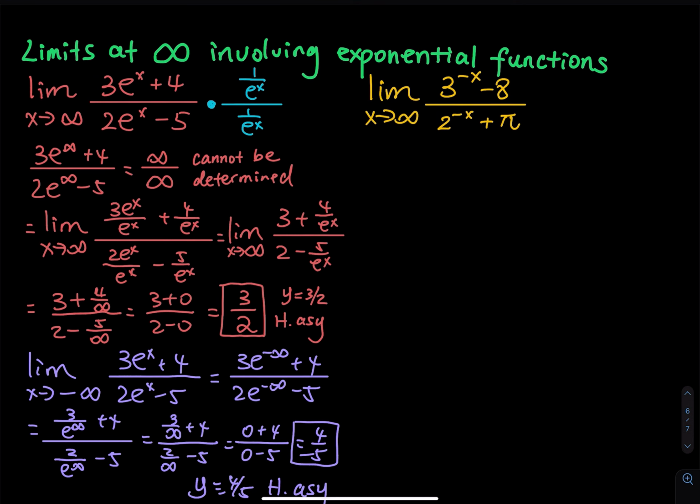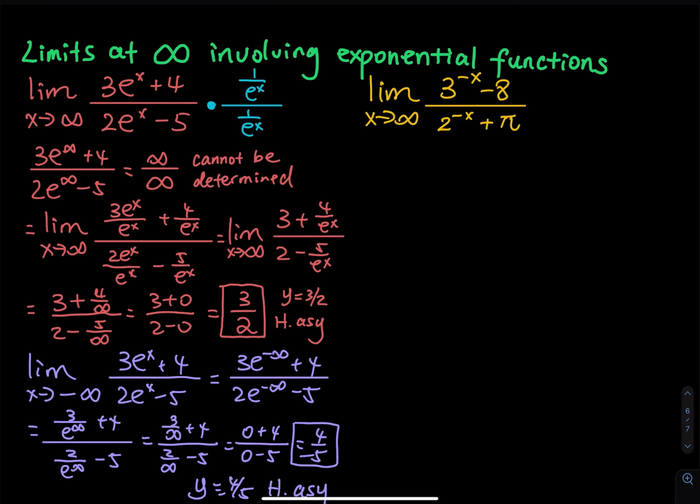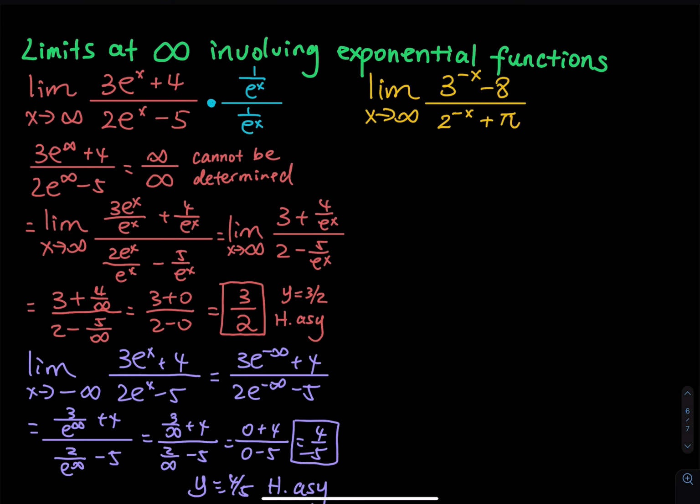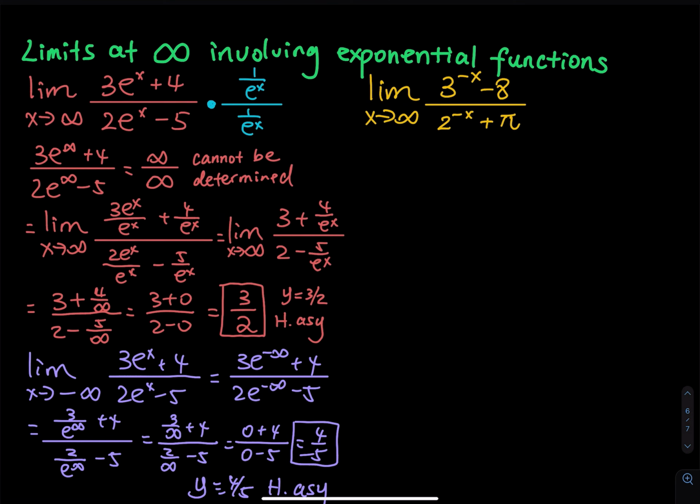Okay, so let's take a look at the yellow one. We have 3 to the negative x minus 8, over 2 to the negative x plus pi. Are we safe to do a plug-in? Let's try. We don't need to write the limit anymore. So we have 3 to the negative infinity, minus 8, and then 2 to the negative infinity plus pi.